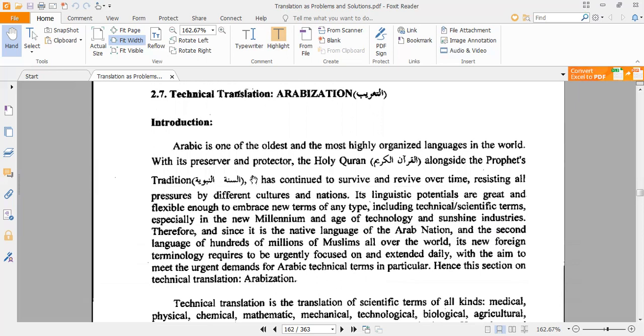Okay, now let us move on and talk about the translation of technical terms, or technical translation. First of all, we have several strategies of Arabization. To start with technical terms: technical translation is the translation of technical terms only, scientific and technical terms.